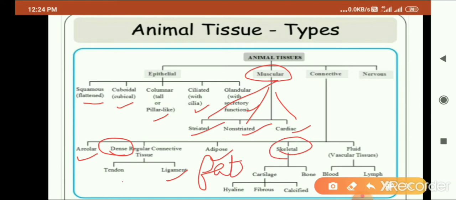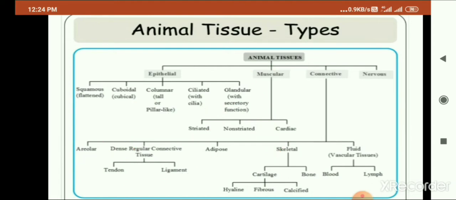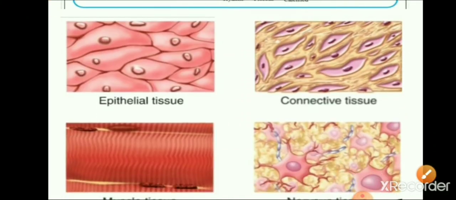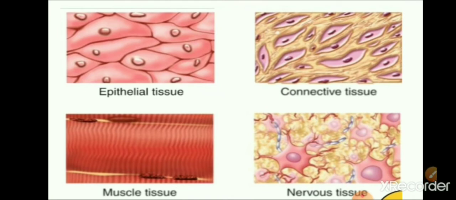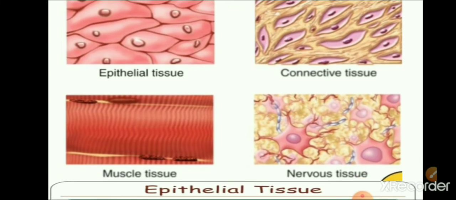Then we have skeletal tissue. Skeletal tissue includes bone and cartilage. At last we have the vascular tissue. Fluid connective tissue is also named as vascular tissue. It includes blood and lymph. Then we have the diagrams of these tissues: epithelial, connective, muscular and nervous tissues. In the epithelial tissue the cells are square-like or column-like, and in the connective tissue they may be spindle shaped. The muscle tissue is cylindrical in shape, and the nervous tissue is star shaped.